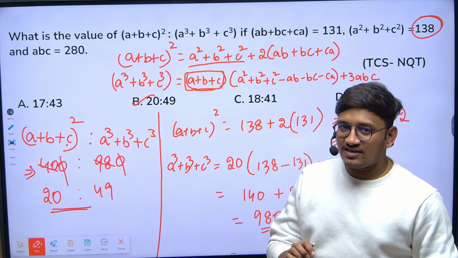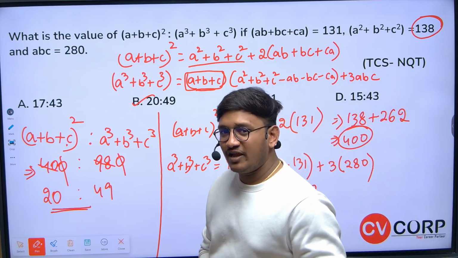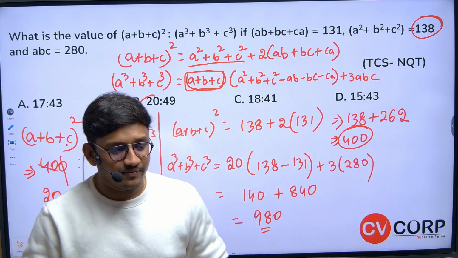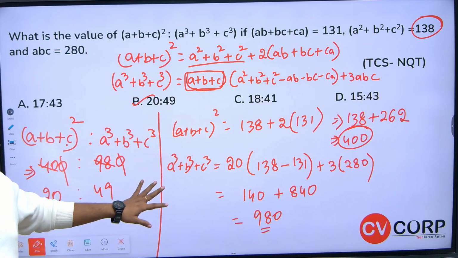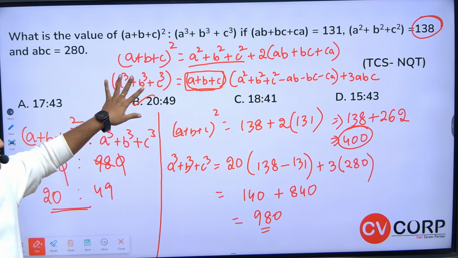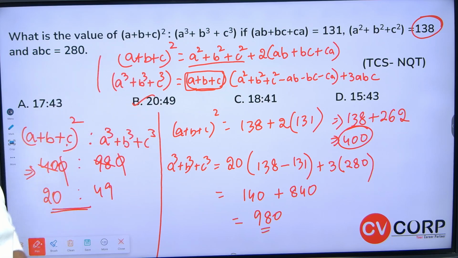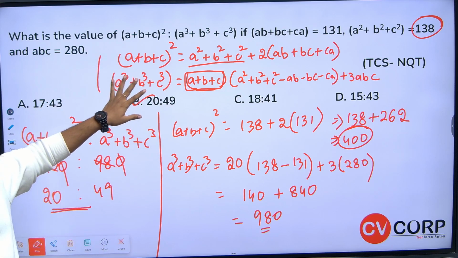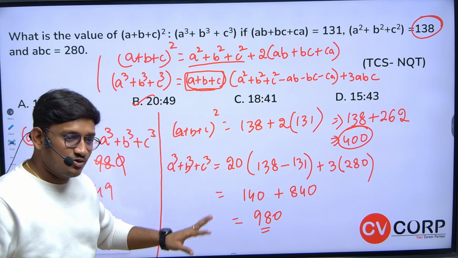This is the exact question asked in the slot of April 2023 TCS NQT. So I hope you all are clear with this. Here the main thing is you just need to remember these two formulas. If you know these formulas, then only you can solve this question. Otherwise, you should skip the question.